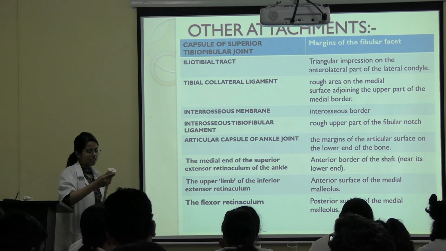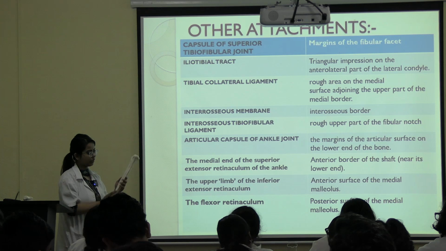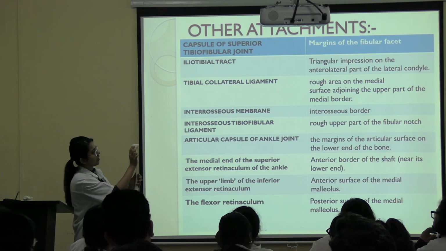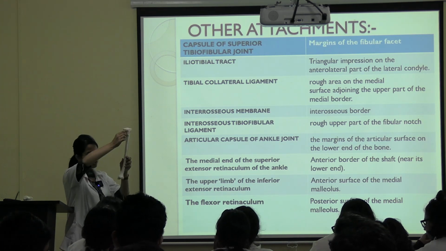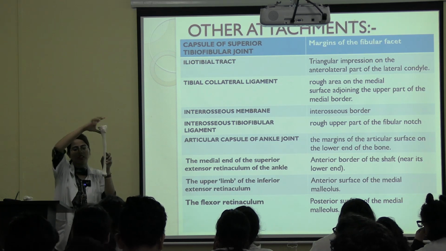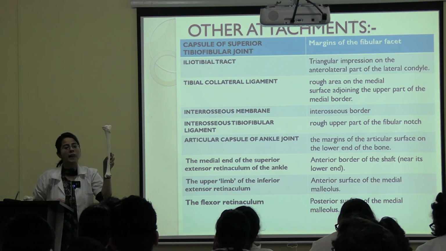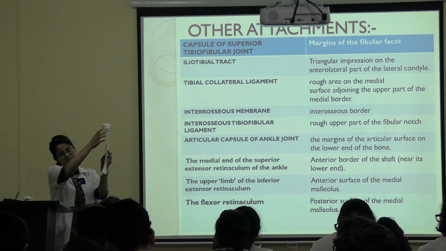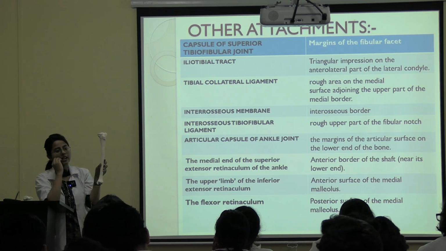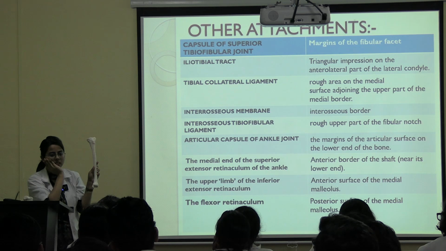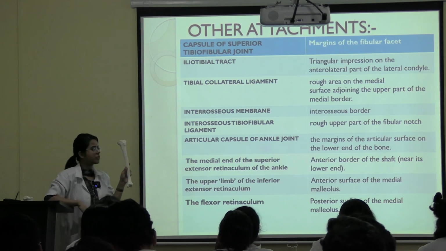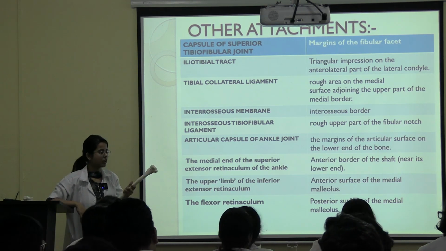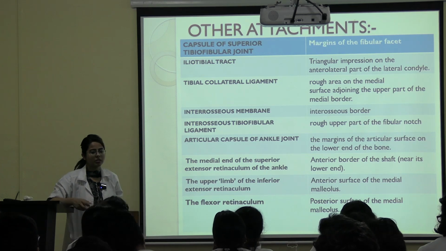Now, iliotibial tract. Can you see this triangular area here? Which part is this? Can you tell me? This is the lateral condyle. What is this surface? The anterior surface of the lateral condyle. So it will have the iliotibial tract. Okay. Have you heard about the iliotibial tract before?